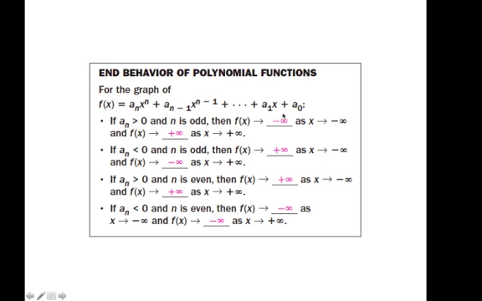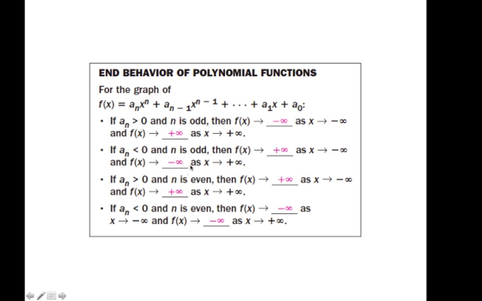Now you need to be really careful that you've put the correct signs here in your notes. All right, so if a_n is less than 0, if we have a negative leading coefficient and n is odd, then f of x goes to positive infinity as x goes to negative infinity. So in English, that means f of x is going to go up high as x goes far to the left. And f of x goes to negative infinity as x goes to positive infinity. So as we go to the right, f of x will go really far down.